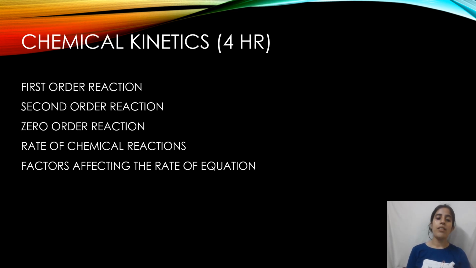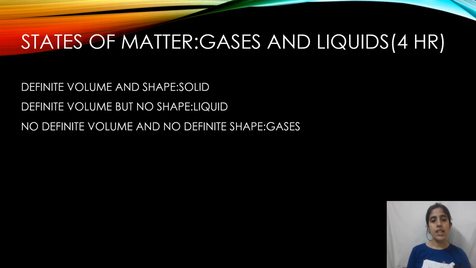Next is the first order reaction, second order reaction, zero order reaction, rate of chemical reaction, factors affecting the rate of reaction, and these are the topics in chemical kinetics. Next is the states of matter, that is gases and liquids, definite volume and shape, that is solid, definite volume but no shape, that is liquid, no definite volume, no definite shape, gaseous.